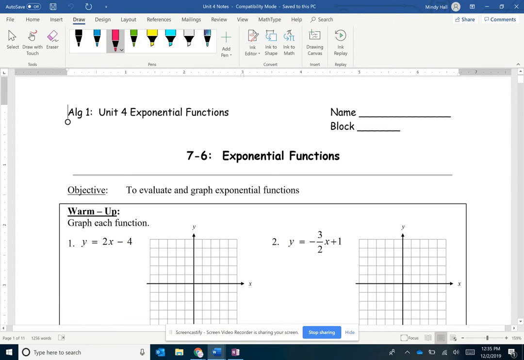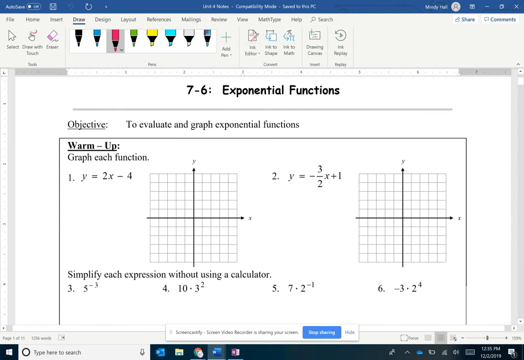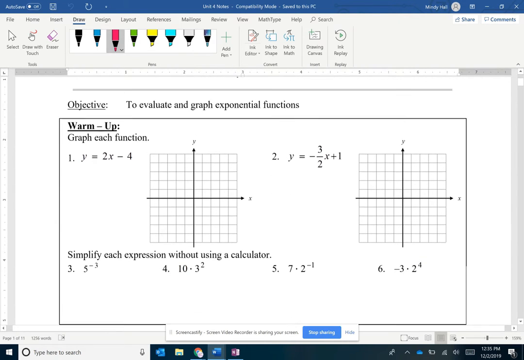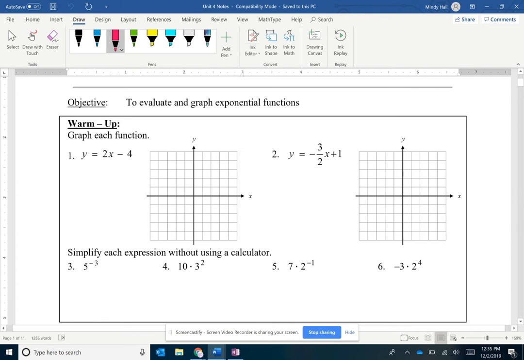Algebra 1, Unit 4, Lesson 1, which is covering exponential functions. So we are going to hop right on in and start with the warm-up and just review some line stuff. This is in slope-intercept form, y equals 2x minus 4. That negative 4 tells me that my y-intercept is negative 4. And then 2 for your slope tells me to go up 2 and over 1. And then you connect the dots.